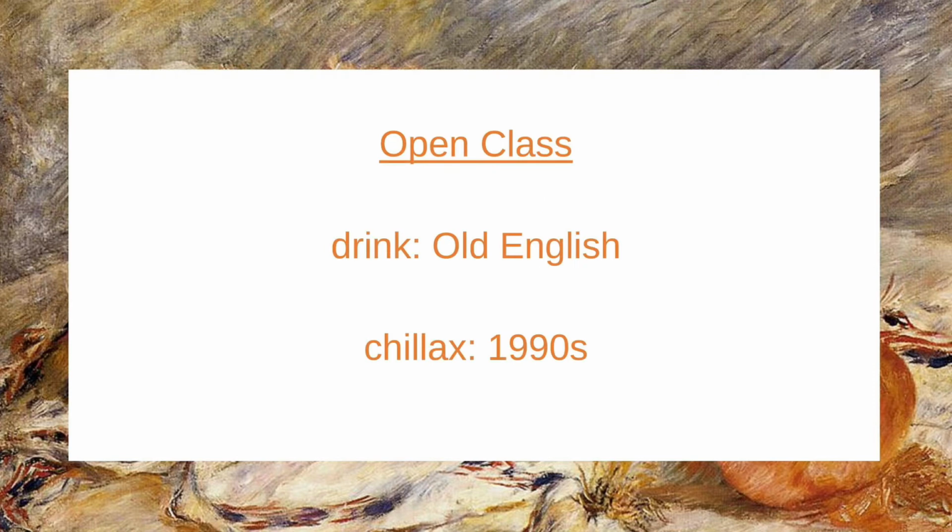First, verbs are open class words, which is a fancy way of saying you can easily create a new verb in the language. For example, drink has been in the language since the Old English period. Chillax, which is a blend of chill and relax, was first recorded as a new English verb in the 1990s.